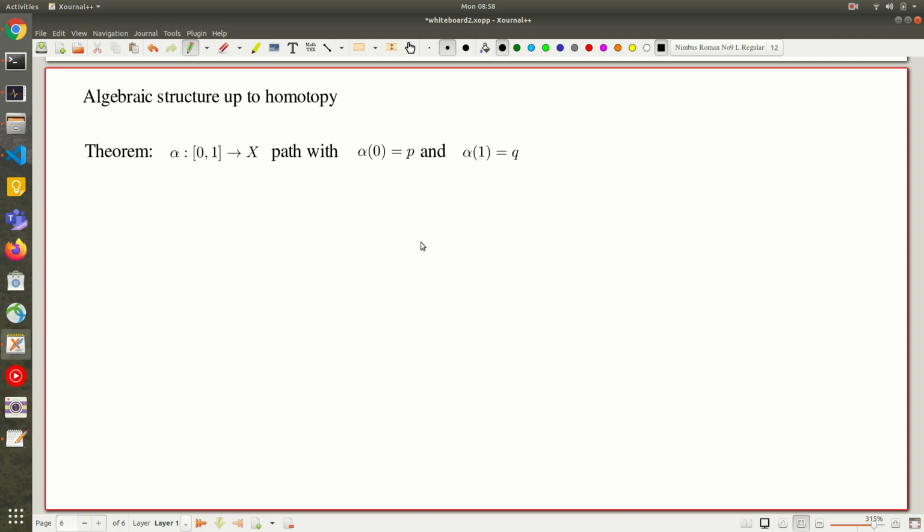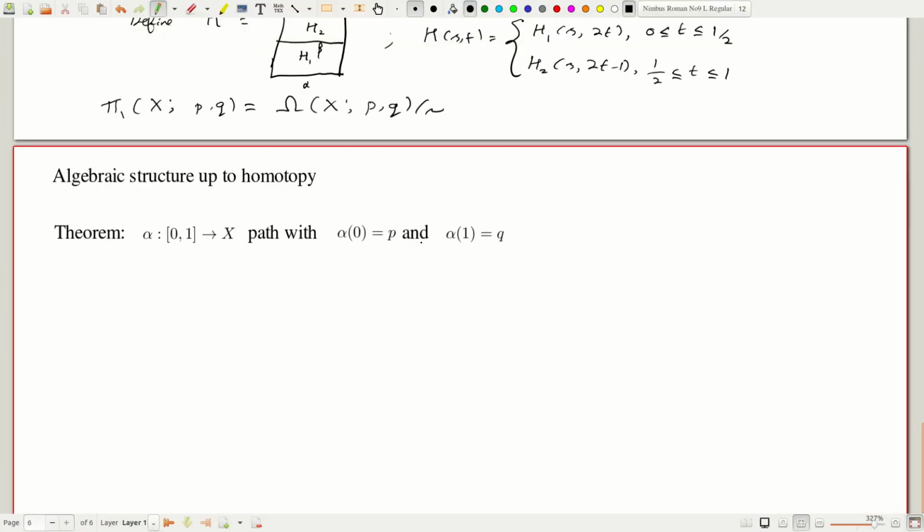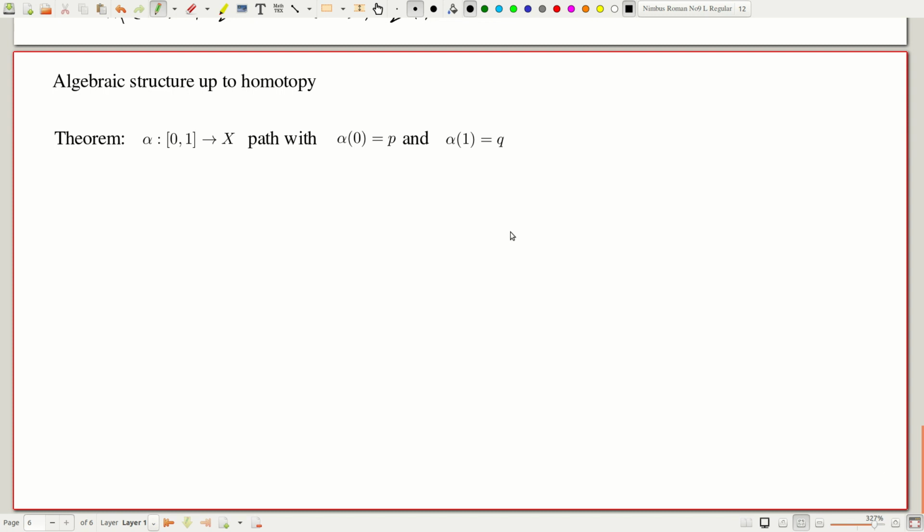Okay, so our next main goal, which is a key point here, is to show that we have a nice algebraic structure when we are looking at paths up to homotopy and the operations on them up to homotopy. I don't want to be specific about what algebraic structure soon enough, but essentially we have associativity, identity, and such properties.